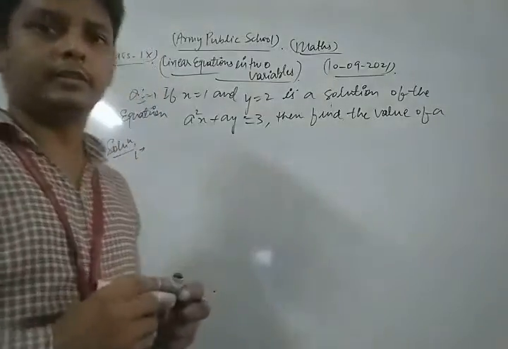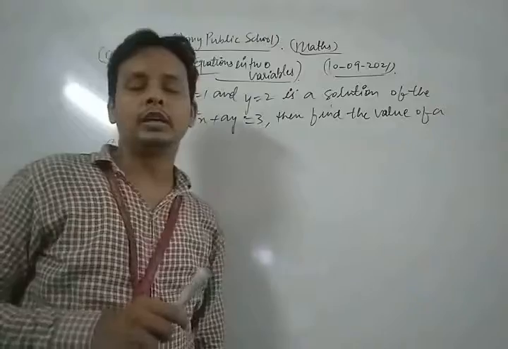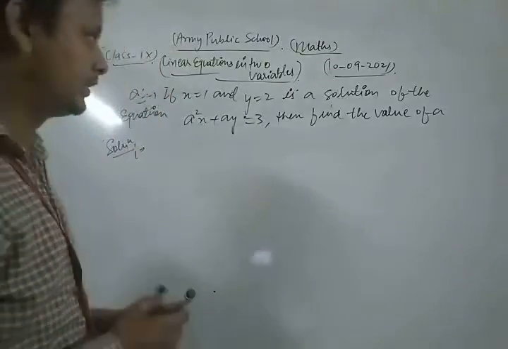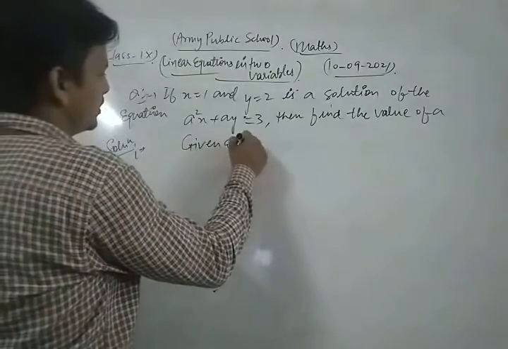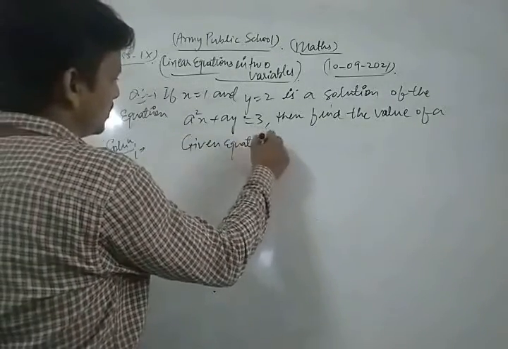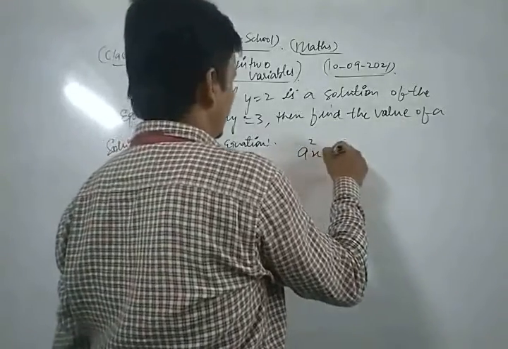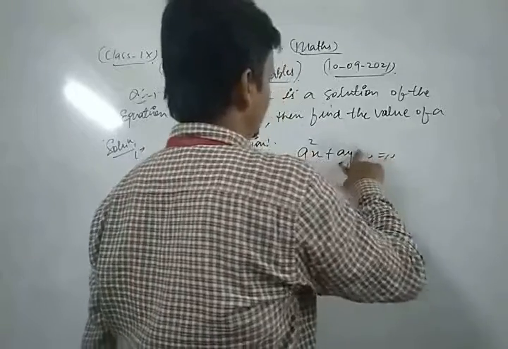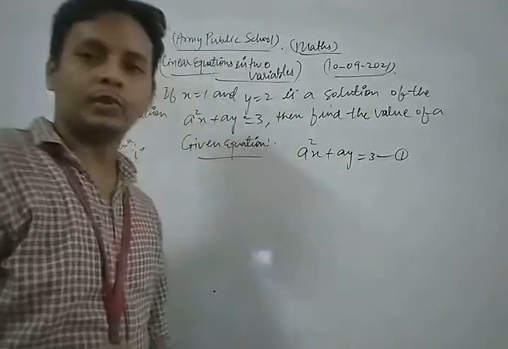Now let's see its solution. Dear students, here this is your question. If x is equal to 1 and y is equal to 2 is a solution of the given equation. So first we write the given equation. The given equation is a square x plus ay plus 3 is equal to 0. We take this as equation number 1.